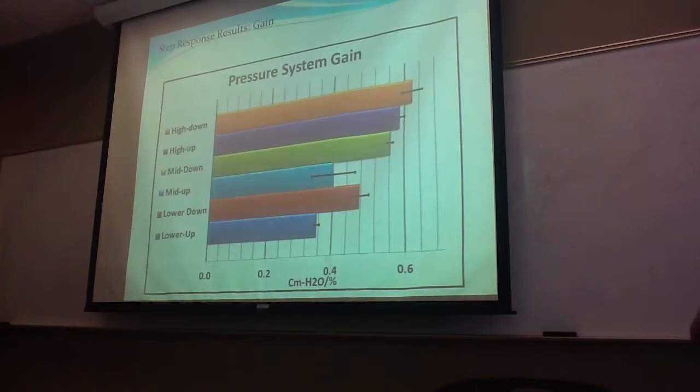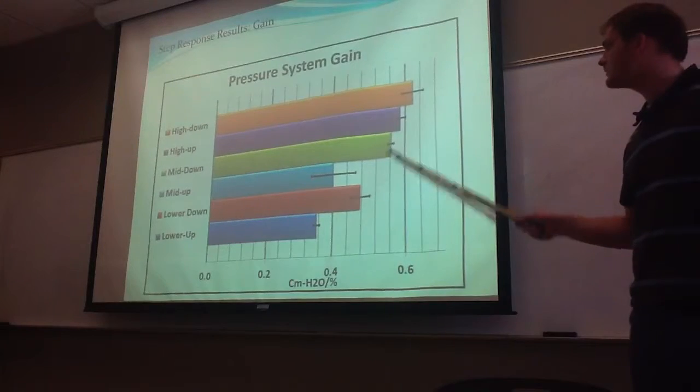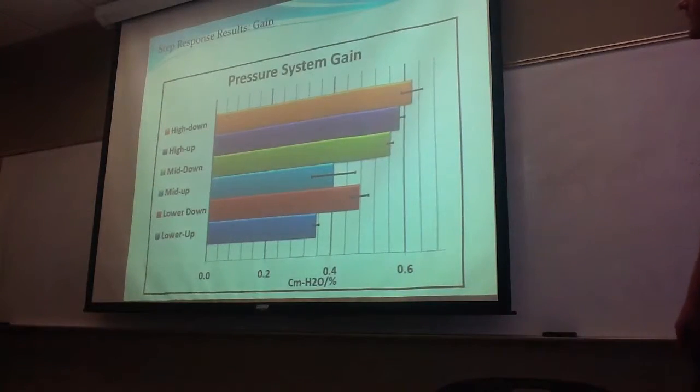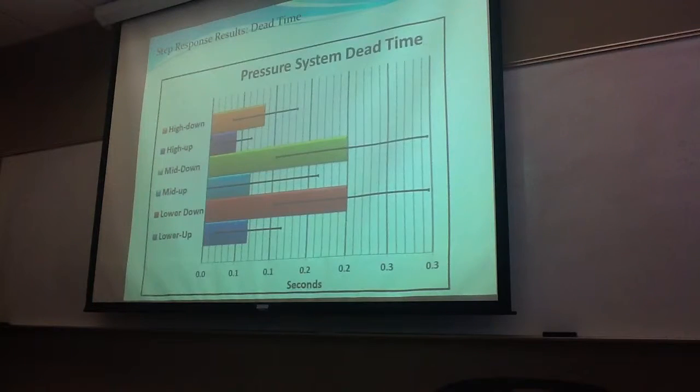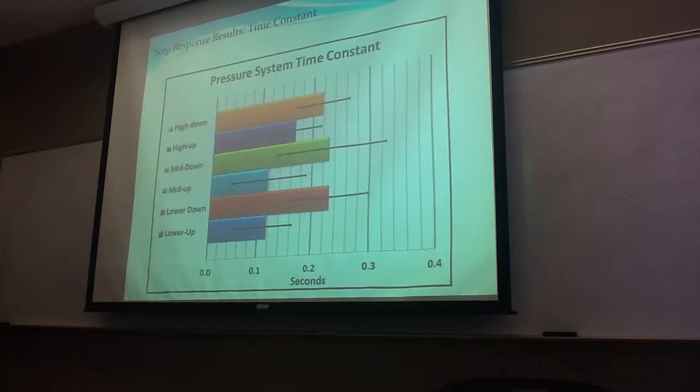These are some step response results for gain. These black lines represent percent error. So there wasn't a whole lot of percent error as far as gain is concerned. For the dead time, there was a lot of error, especially in the mid to lower ranges. And the time constant, again, pretty good amount of error all around.